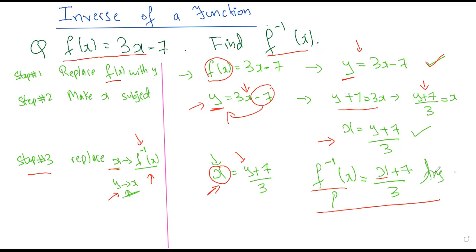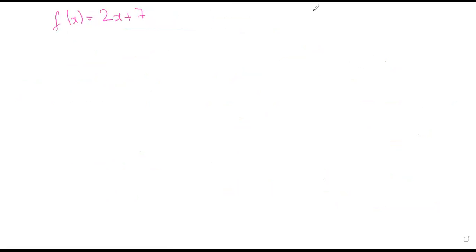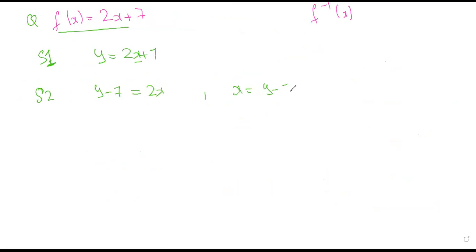So it says f of x is 2x plus 7. What is f inverse of x? Again, we don't know anything. We will just follow the steps, okay? Step 1 was to replace f of x with y. So I will write this as y equals 2x plus 7. Step 2 was to make x the subject. So I will separate x. It would become y minus 7 equals 2x, and then x would be y minus 7 divided by 2.